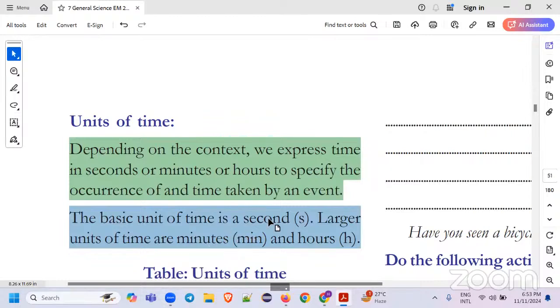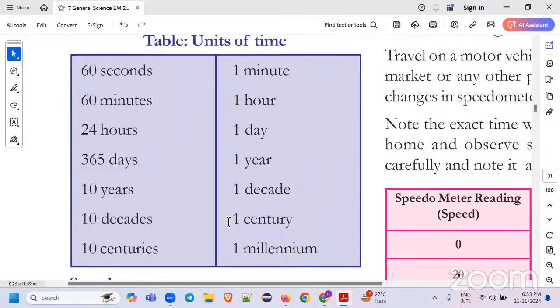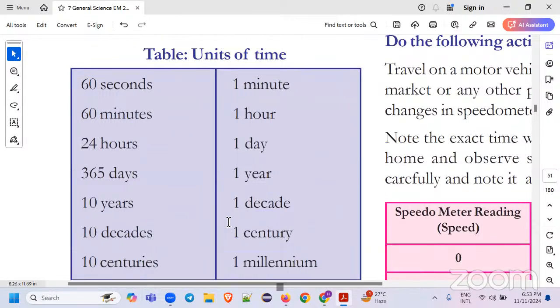But how many seconds is equal to 1 minute? That is a basic unit structure you should know. Sorry, how many seconds is equal to 1 minute? ఇక్కడ ఇచ్చినారు టేబుల్ ఇచ్చినారు. Time table, units of time, in a tabular form it is given. See, 60 seconds is equal to 1 minute.